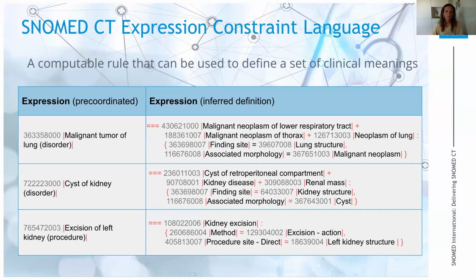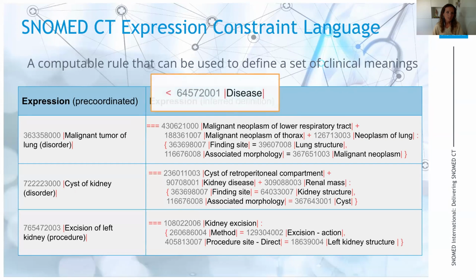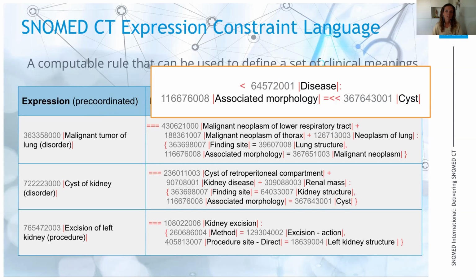Let's look at a few examples of expression constraints, considering the concepts that we looked at before. So this very simple expression constraint retrieves all subtypes of the concept disease, where we use this single less than sign to indicate that we are looking for all subtypes. And because the 2 concepts, malignant tumor of lung and cyst of kidney, are both descendants of the concept disease, they will both satisfy this expression constraint and they would be included in the result set.